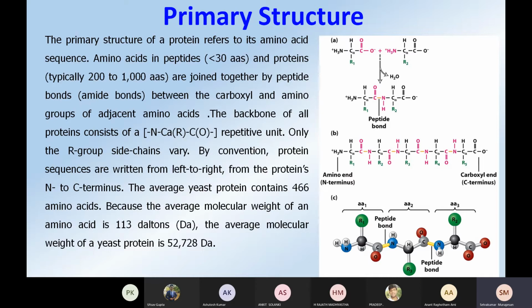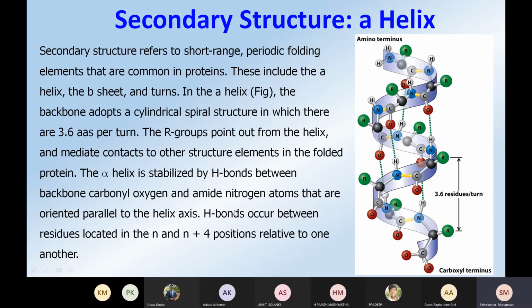Okay, and the average yeast protein contains 460 amino acids. Because the average molecular weight of an amino acid is 113 daltons, or 0.113 kilodalton, and most proteins exhibit a molecular weight of 50,000 daltons. Okay, and this is how exactly it forms the secondary alpha helix structures.